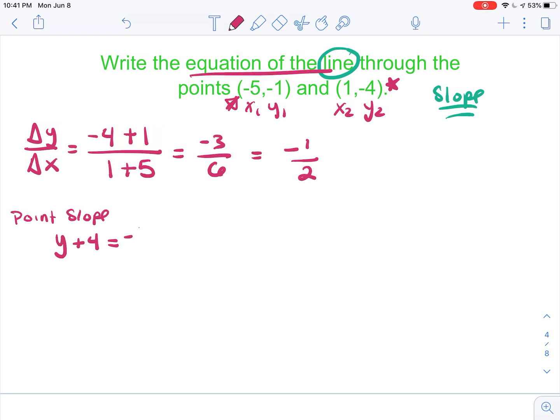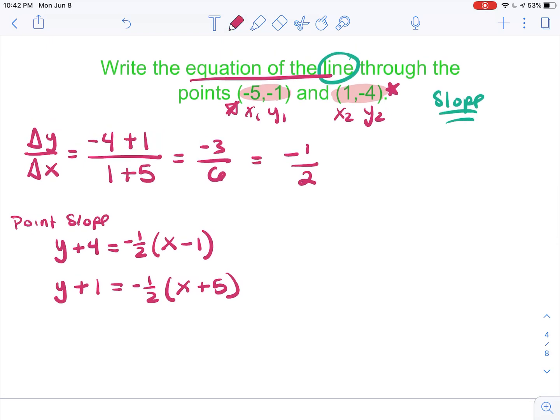So one equation that works would be y minus a negative 4 is equal to my slope of negative 1/2 times x minus 1, okay? And that's using this point here and, of course, the slope of the line. Another option I have is y minus a negative 1 is equal to negative 1/2 times x minus a negative 5, which is using this point and, of course, the slope of the line.